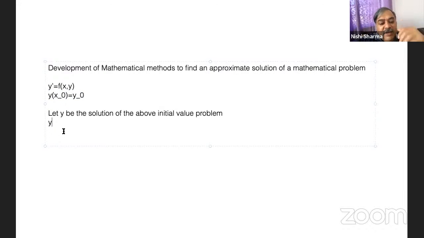So now we will try to find the approximate solution of the problem. So how we will do that? Being a student of mathematics, we will use our very important tool. Let y be the solution of the above initial value problem. What does it mean? It means that y satisfies this differential equation as well as this initial condition. This thing is clear. So now rather than solving this problem, my objective is to find y in some known form.